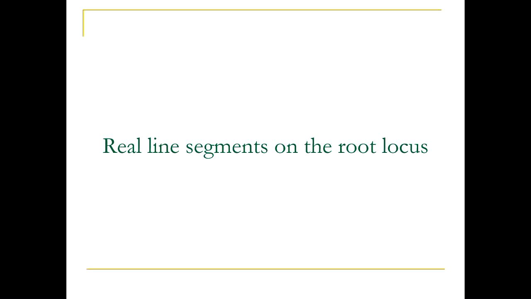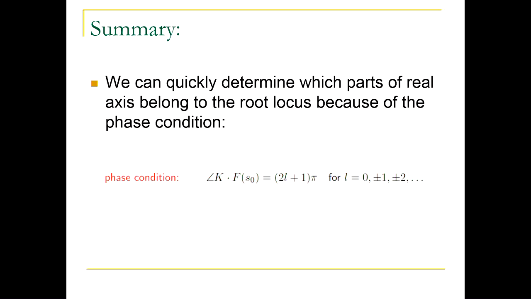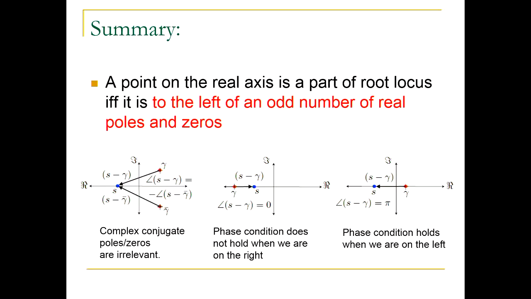Why is it so easy? Well, I remind you that the phase condition has to hold for every point on the root locus. So if I pick s0, then this phase condition should hold. Since k is positive, the phase of k doesn't play a role. We can just talk about the phase of f. And moreover, you know that all poles and zeros will be either complex conjugate or they will be real. There's no other possibility.